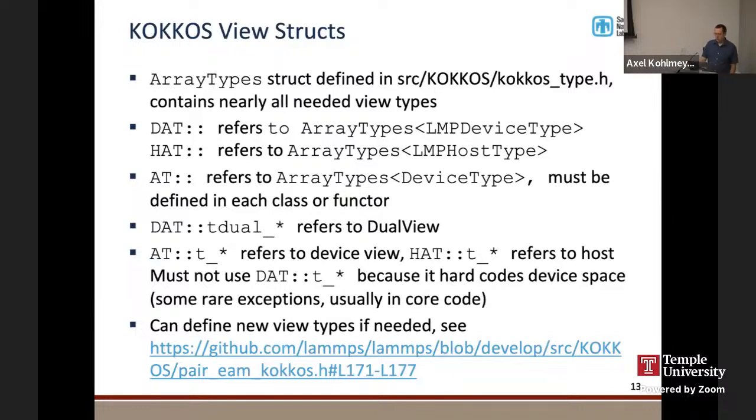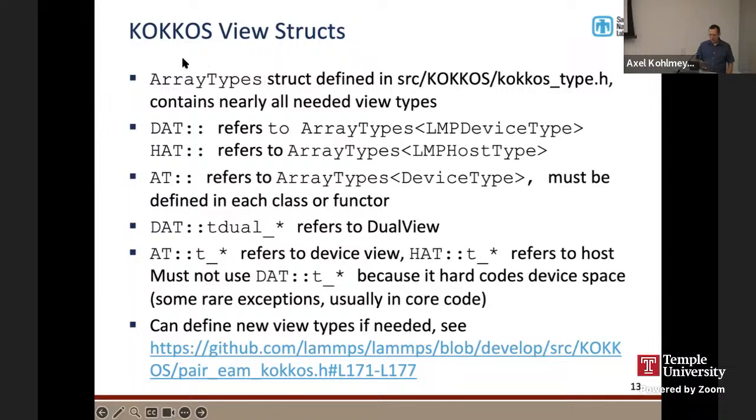Okay, so we talked about views in Kokkos. In LAMMPS, we have some more convenience abstractions or structs that contain many different kinds or types of views. This is in source Kokkos type.h. It contains nearly any type of view that you would ever need to use in LAMMPS. So like 1D arrays of integers, 2D arrays of integers, 3D arrays of doubles, all those are already included.